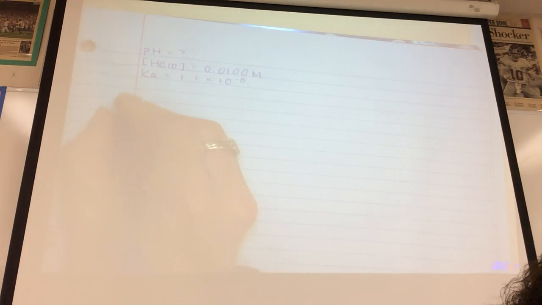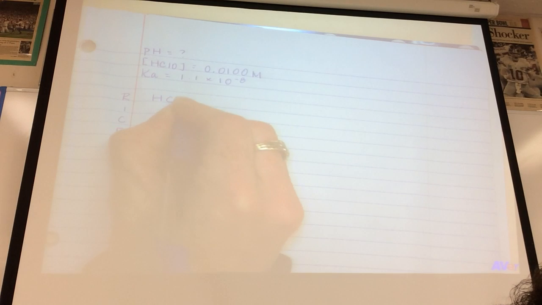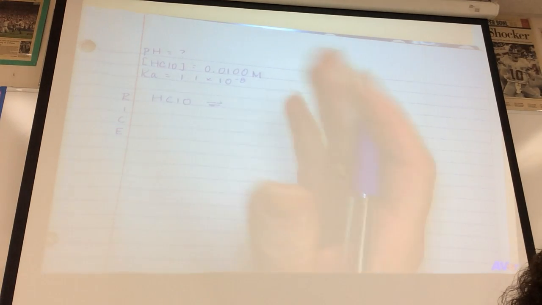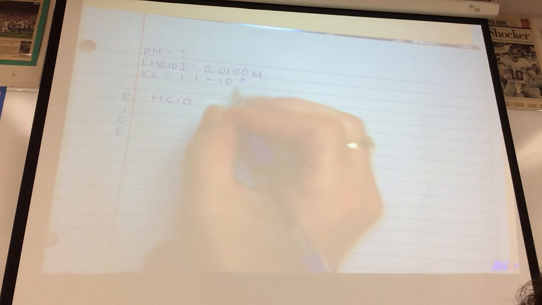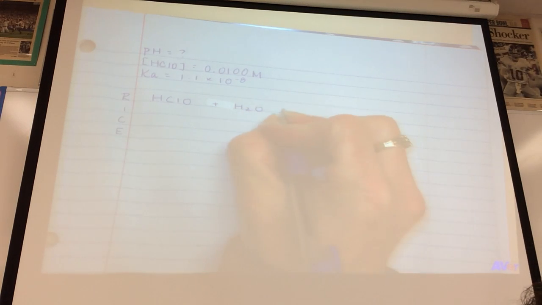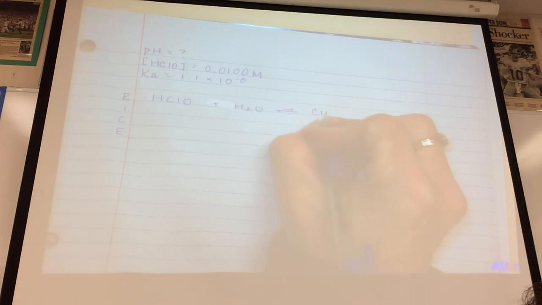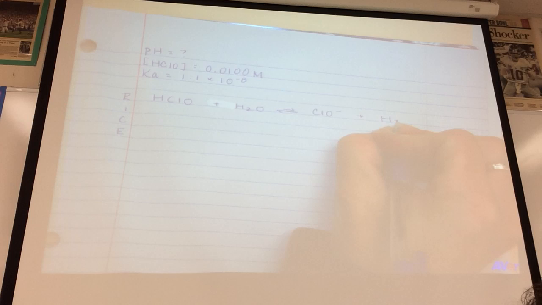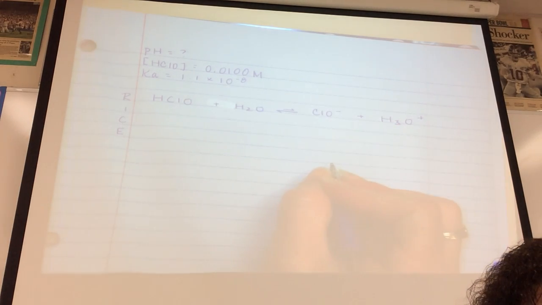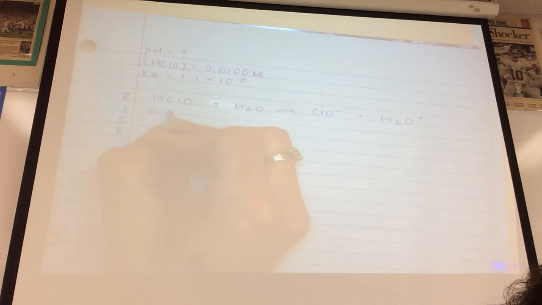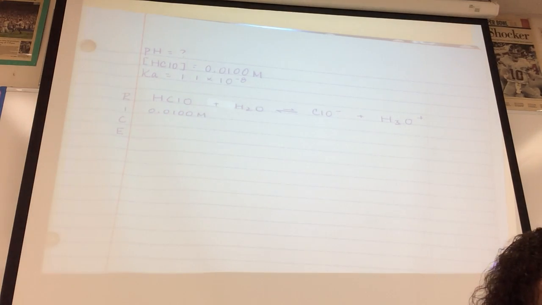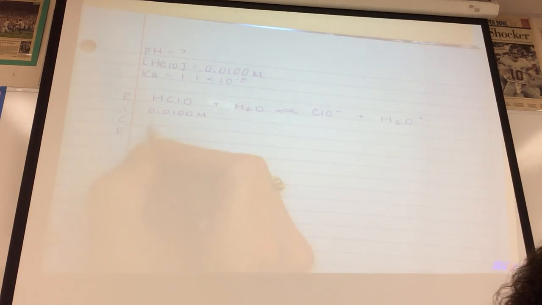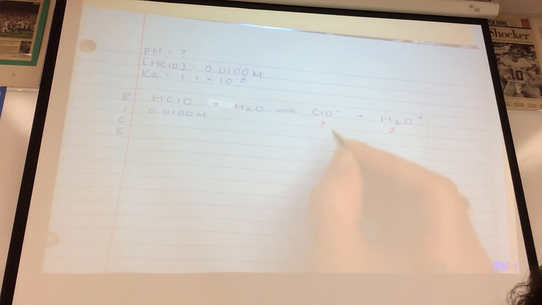To start this problem off, I'm going to make a rice table. You can do it with or without water. Actually, I'll put the water in because for the bases you need it, and so I don't want to confuse you. Doesn't matter what you put first. The initial concentration here. And now what are you going to do? You got zeros here. You're going to subtract, add.